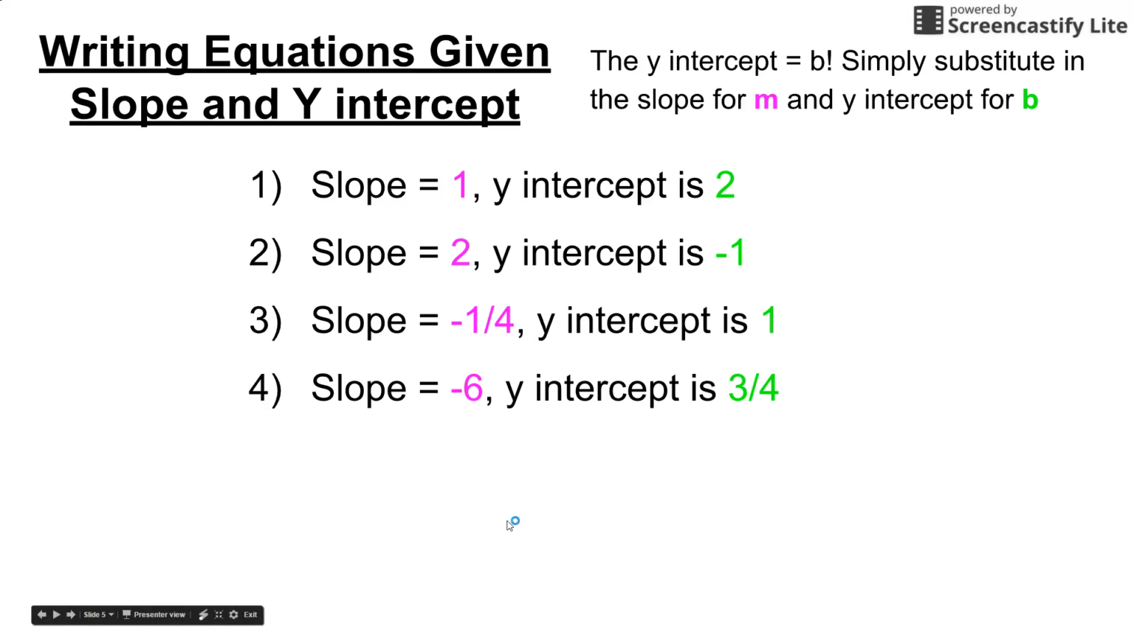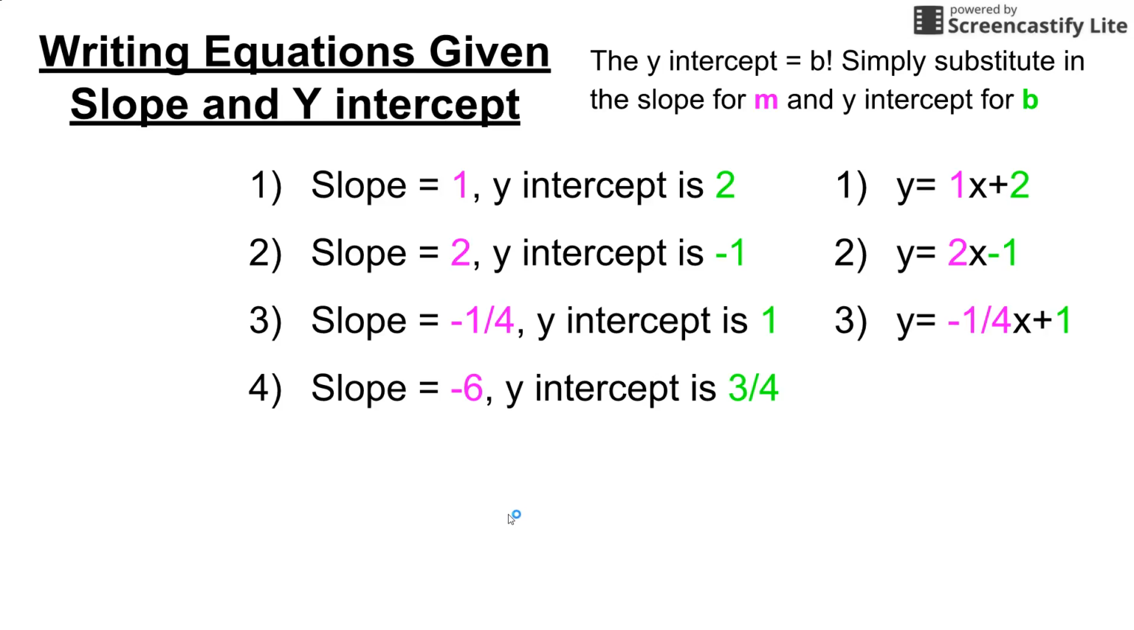For number 1, slope is 1, your y-intercept is 2. I'm about to start playing the answers. Here we go. First one, you get 1x plus 2. You don't need that 1 there. I'm just putting it so that you can see that a slope of 1 would be the same thing as x plus 2. Number 2, we should get 2x minus 1. Number 3, -1/4 x plus 1. And number 4, -6x plus 3/4.